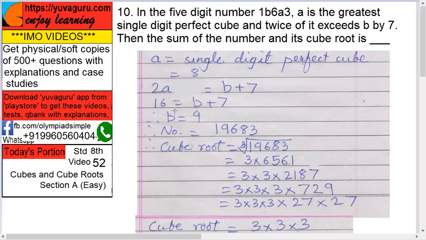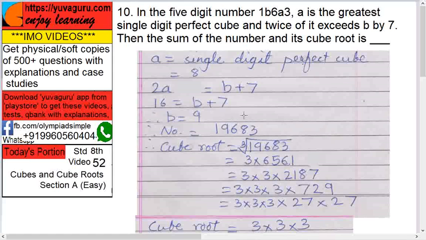Take 7 on this side. 16 minus 7 is 9. So what is the number then? The number is 19683, right? Now what have we to find? We have to find the sum of the number and its cube root.